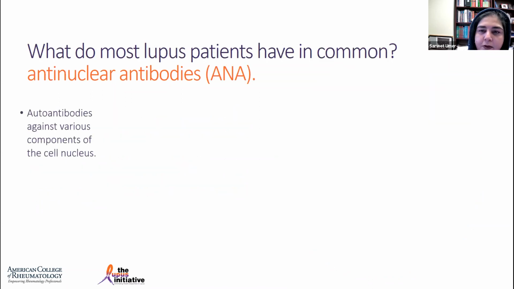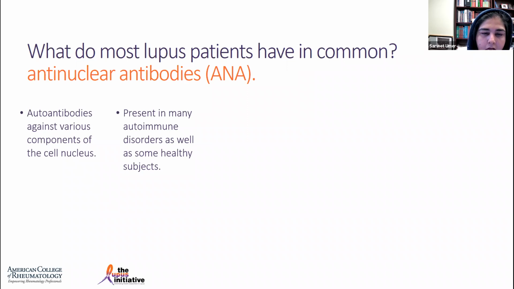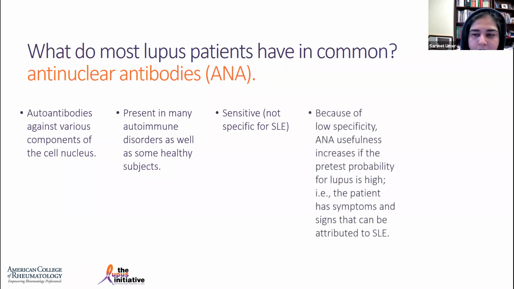So what do lupus patients have in common? They have autoantibodies against various components of their cell nucleus, but they are also present in other autoimmune disorders as well as healthy subjects. So this test, ANA, is more sensitive, not specific for lupus, which means that when you have a patient with a positive ANA with all other clinical features, you are 95% confident that it is a lupus patient.